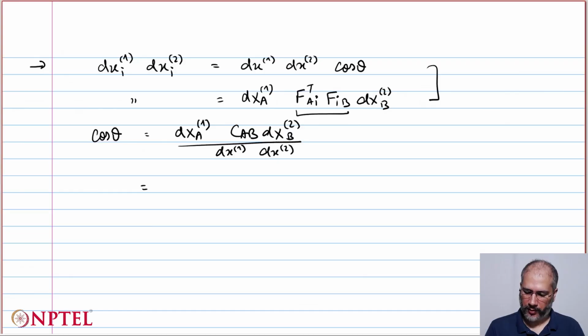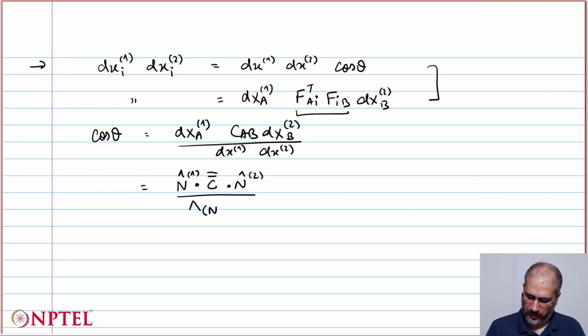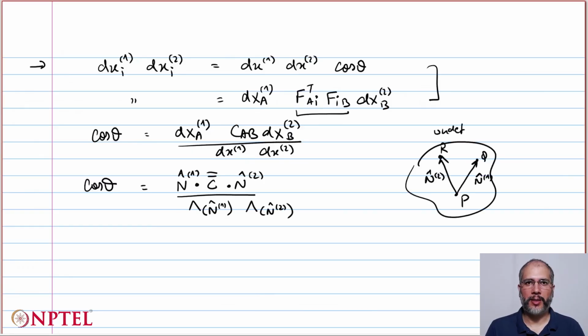And on the right hand side, if I divide by d capital X1 and d capital X2, this becomes n hat 1 dotted with the C tensor dot n hat 2, divided by the stretch ratio lambda for the element along n1, times lambda for the element along n2. Theta is the angle between these two vectors in the deformed configuration.